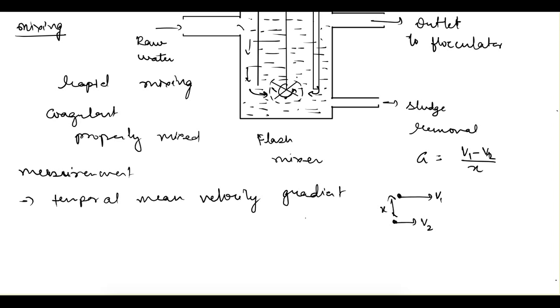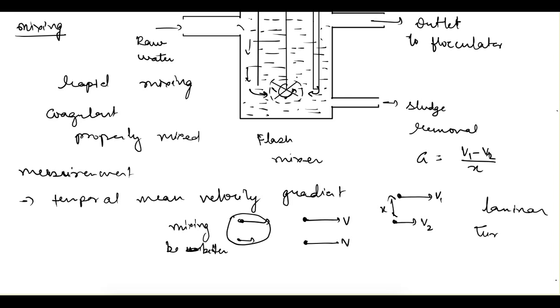Now let's see, if you want to mix these particles properly in the fluid, and let's say these two particles are moving at the same velocity, then will the mixing be proper, or if they are moving at a different velocity, then will the mixing be proper? So obviously when this velocity difference is more, then mixing will be better. You can understand this in another way also. Let's say one flow is laminar and another is turbulent. In which case will mixing be proper? Obviously when the flow is turbulent, then mixing will be proper.